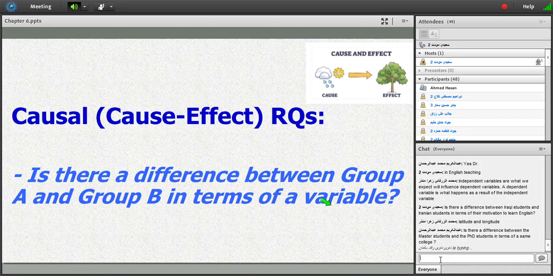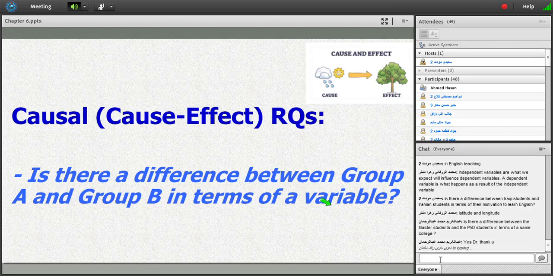Is there a difference between the master students and the PhD students in the same college, in terms of, for example, their scores in a research course? Okay, good. Thank you. So we have two groups, master students and PhD students. What we want to check is their, for example, motivation, their learning, their scores in the same college. Good. What else? What other examples can you give?